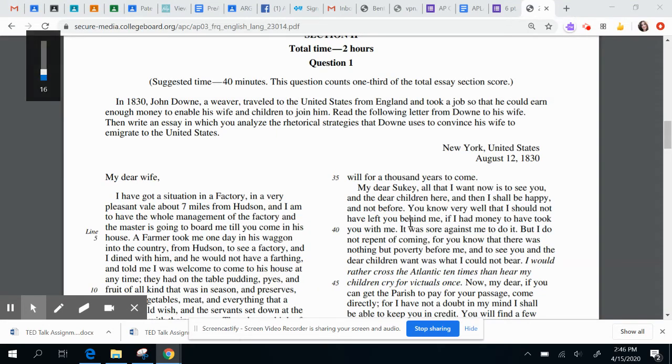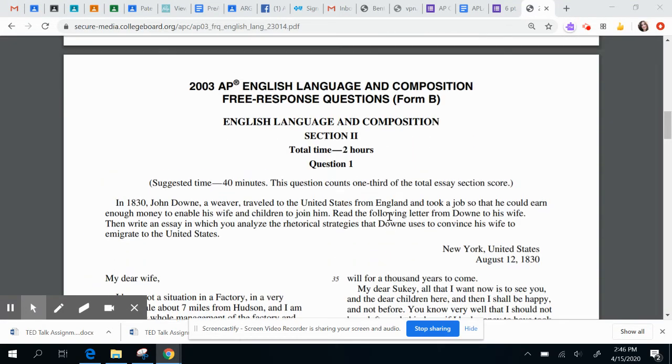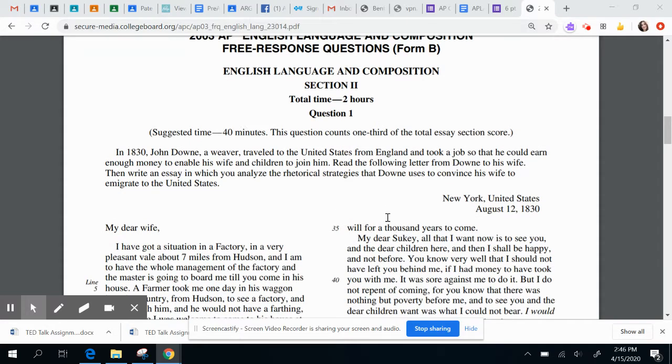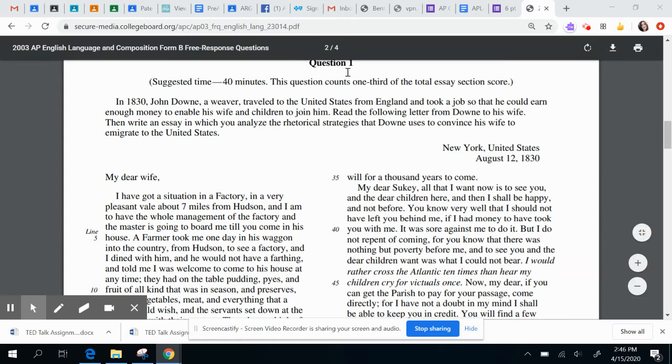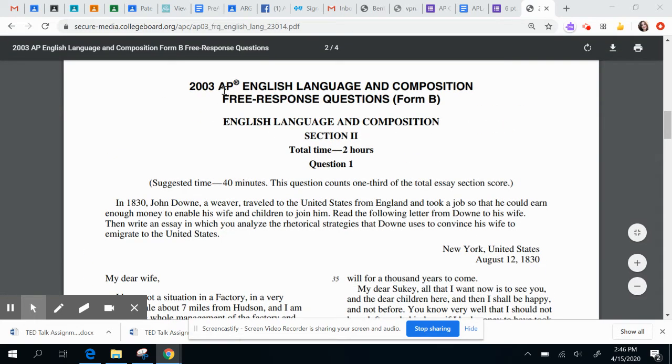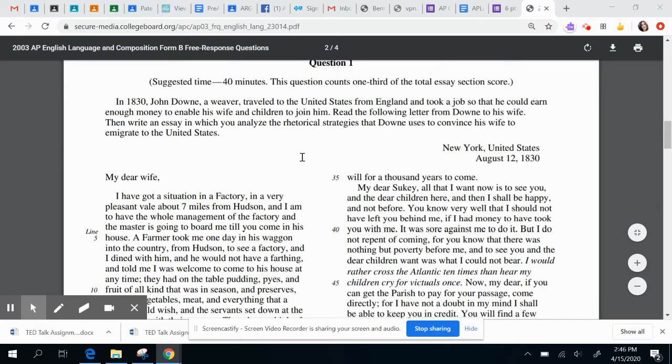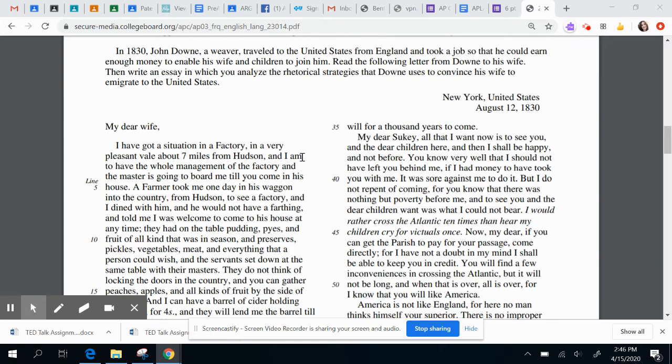Hello, we are going to look at the 2003 Form B question 1 here, only because it is from 2003. It would typically be question 2. Let's begin with the prompt.